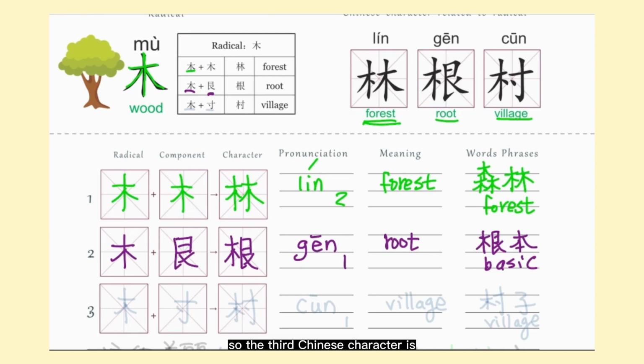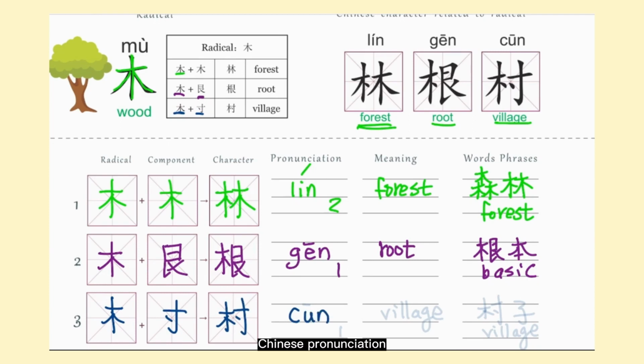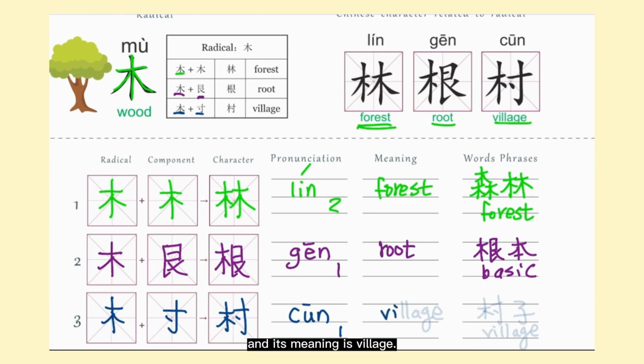So the third Chinese character is called cun. And let's write down the radical first. Radical. And a component. And then we got Chinese character. This one we call cun. And let's write down the Chinese pronunciation. Cun. And this is first tone. We write down number 1. Cun. And its meaning is village. Okay, so we got 村子. 村子 is village as well.